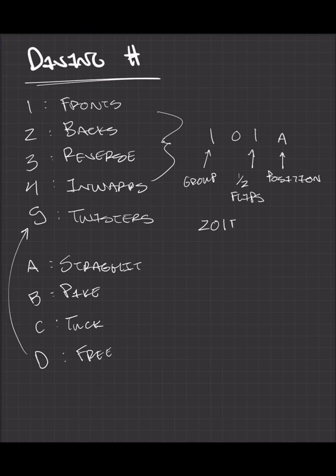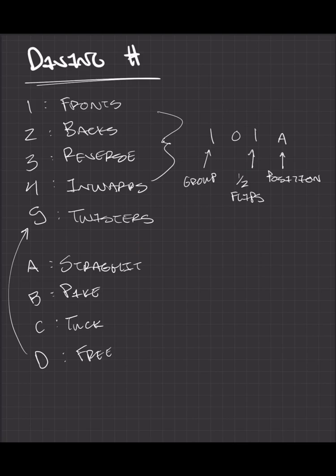And this would be a back dive pike, a reverse flip tuck, or an inwards double tuck. Not too crazy, but yeah. So it's pretty basic. Once again, you have your group number, front, for this case, number of half flips, you're only doing 1 half flip, and your position is A, which is straight.